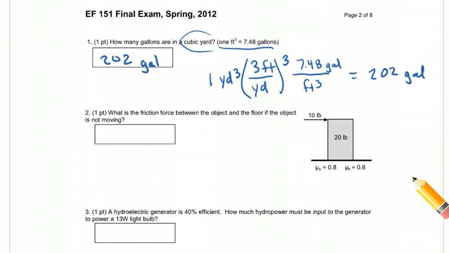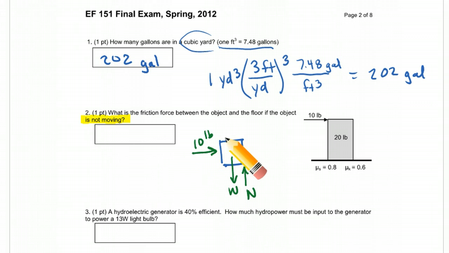Okay. The second one, friction force on an object if the object is not moving. So here's the key to this one. It's not moving. We don't know if it's impending motion or not, so we cannot use the maximum friction force as the static coefficient of friction times the normal force. So the friction force is just given from the free body diagram. So a real quick free body diagram. Weight, normal force, pushing force of 10 pounds, and a friction force in the opposite direction.